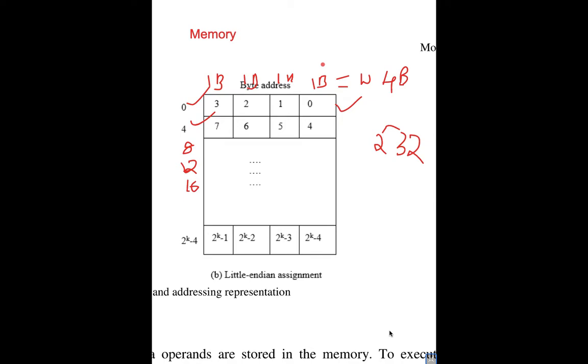For example, give me one example. Suppose I'm going to store data known as 2. So what's the binary number for 2? The binary number for 2 is 0, 1, right?